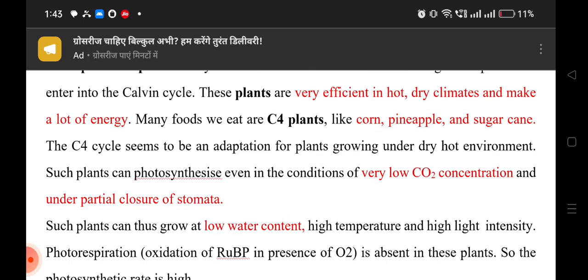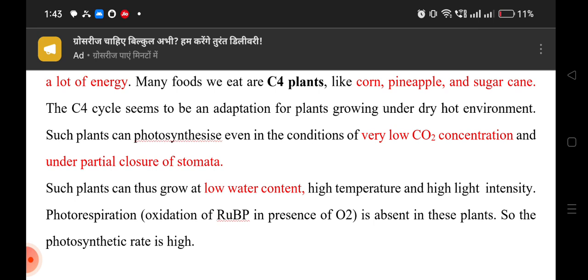In a C4 cycle, the plants grow in a dry hot environment. At high temperature, these plants perform well and produce a lot of energy. Such plants can photosynthesize even at a very low carbon dioxide concentration, and they also synthesize ATP under partial closure of stomata. They do not require a high amount of water content. They can easily activate their cycle even in low water content.